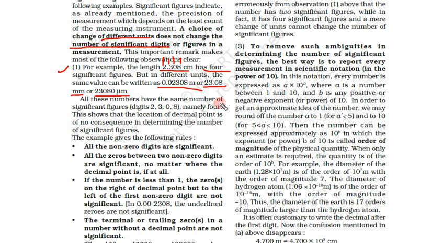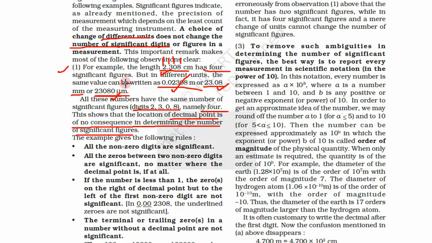All these numbers have the same number of significant figures, and those significant figures are 2, 3, 0 and 8. So whether we are using meter, micrometer, millimeter or centimeter, the number of significant digits is 4. This shows that the location of the decimal point makes no difference in determining the significant figures. The decimal point does not change the number of significant figures.